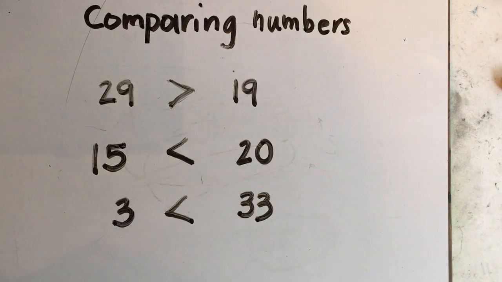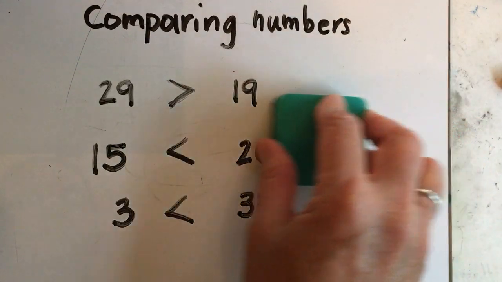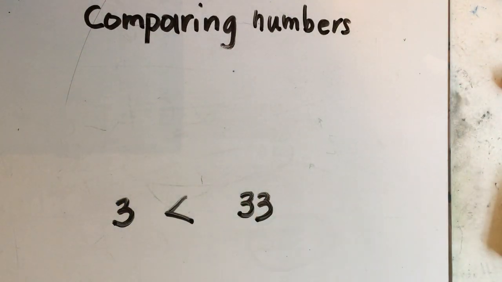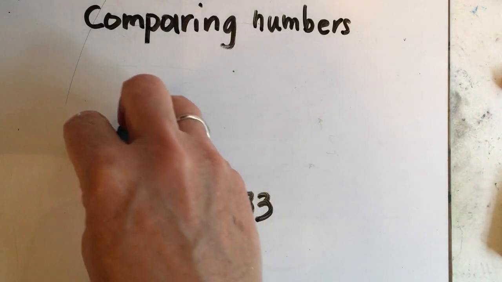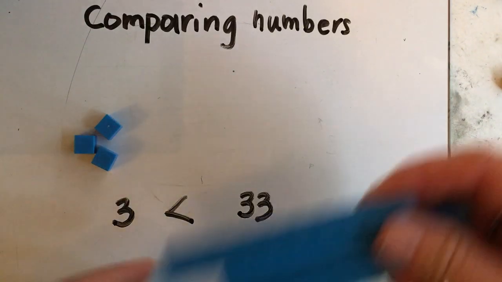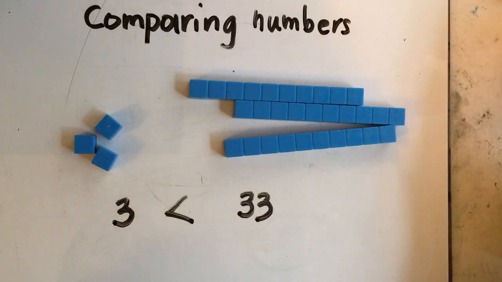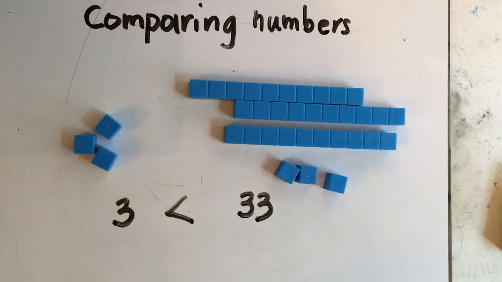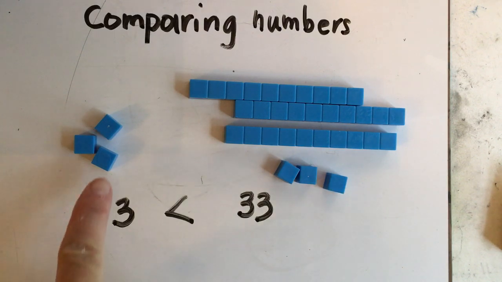Now, what if somebody asked you to prove that? I'm going to erase these, and I'm going to ask you, what if somebody said, prove that to me? Prove it to me that 3 is less than 33. Prove it. All right, I'm going to show you how to prove it. There are 3 cubes, right? There are 33 cubes. Check it out.